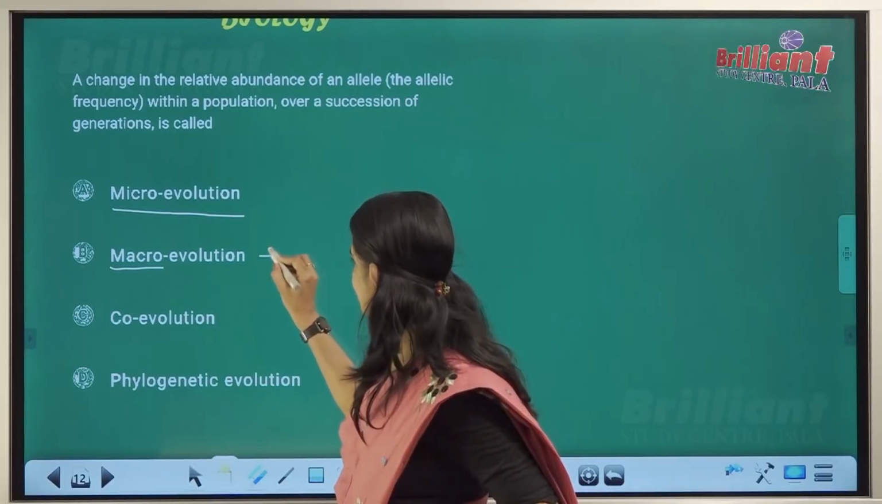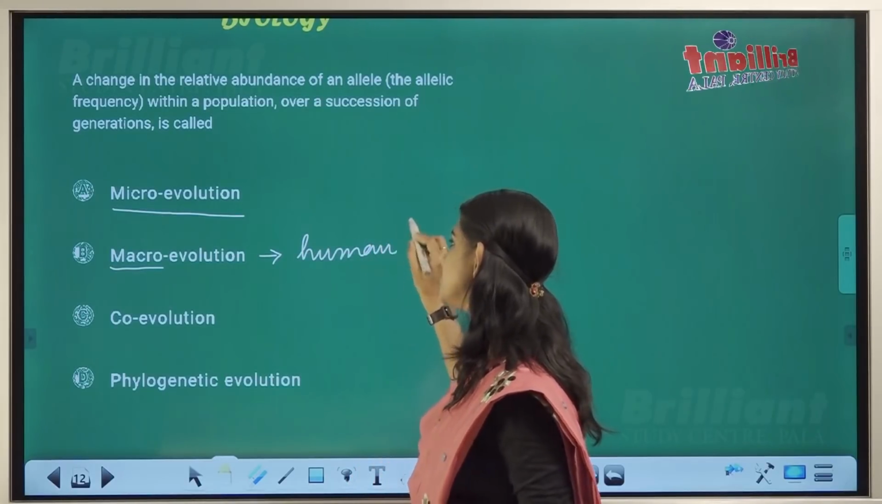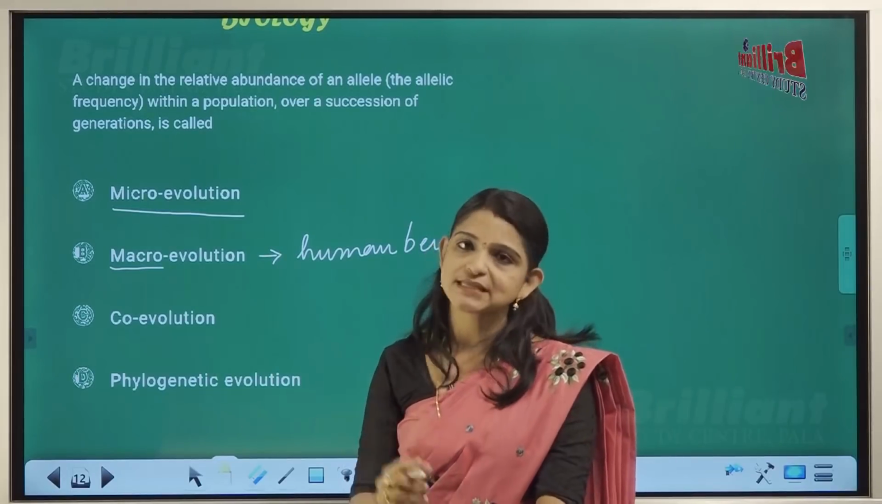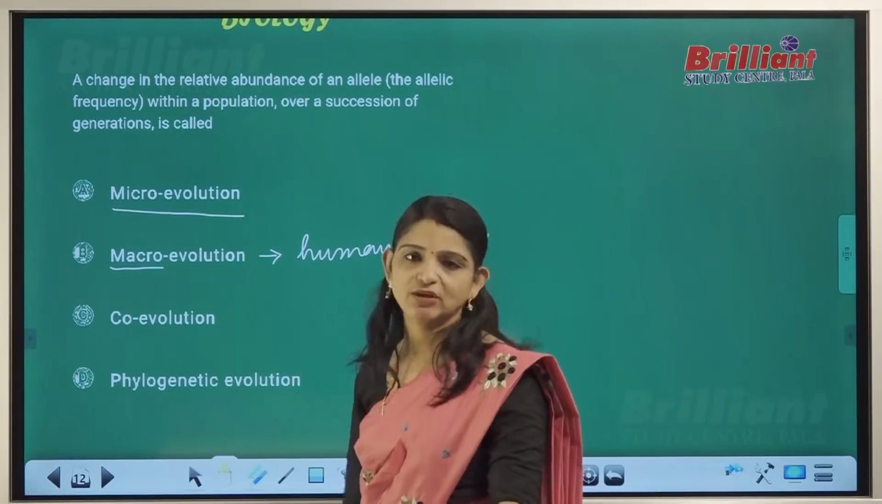You can give the example of the evolution of human beings, or you can say the evolution of prokaryotes, eukaryotes, etc. So such type of huge evolution is called macro evolution.